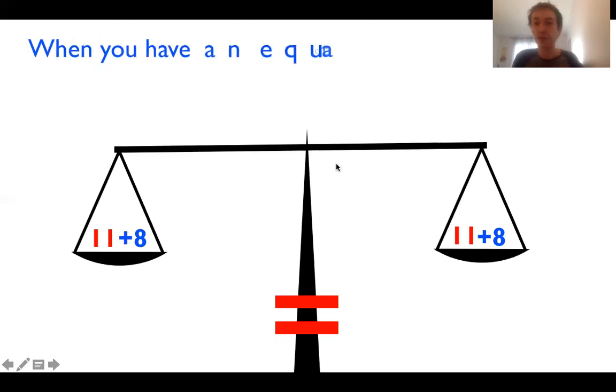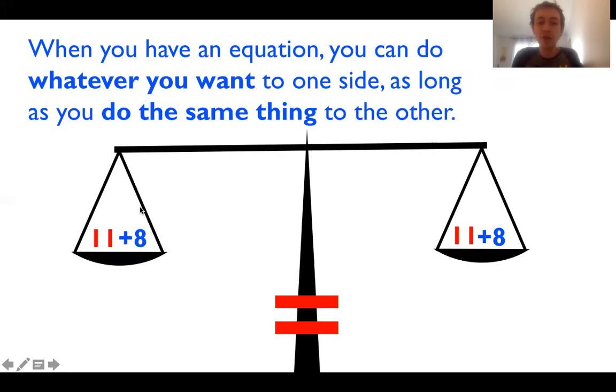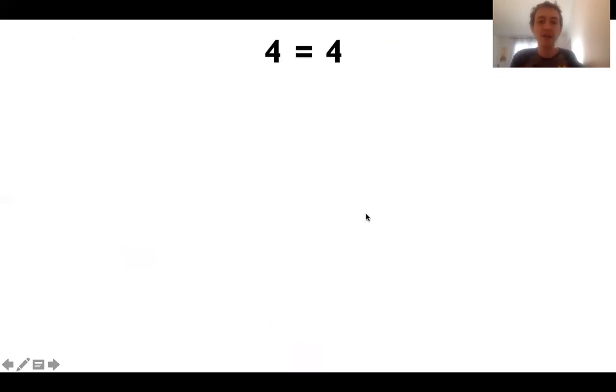In math, when you're using a balance, or in algebra, when you've got an equation, you can do whatever you want to one side, but you have to do the same thing to the other side. You have to keep this balance. So without the illustration, here's another example. 4 equals 4, obviously. But let's do something to this 4. Let's add 8 to it. Why not? Well, if I add 8 to that side, I've got to add 8 to this side.